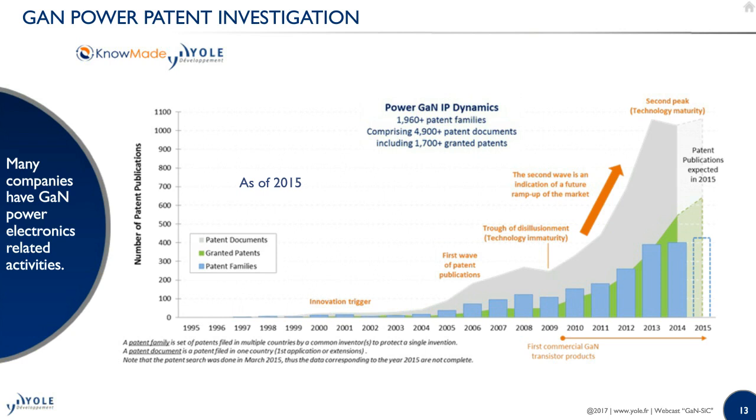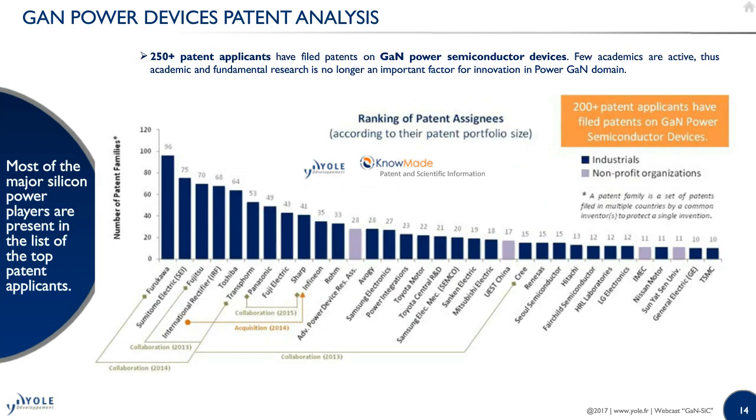To have a look at patent assignees, here is a ranking of the companies' patent portfolios, and we can see that most of the major silicon power players are present on the list of patent applicants. We find typical names such as Infineon, Toshiba, Fairchild, Mitsubishi Electric. So that's the patent status of GaN power activities.